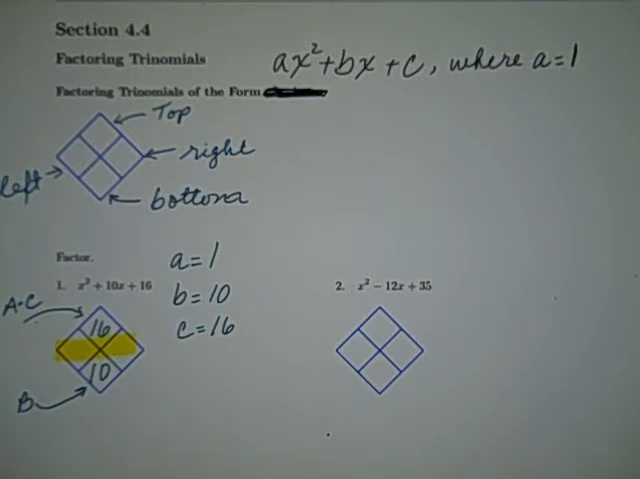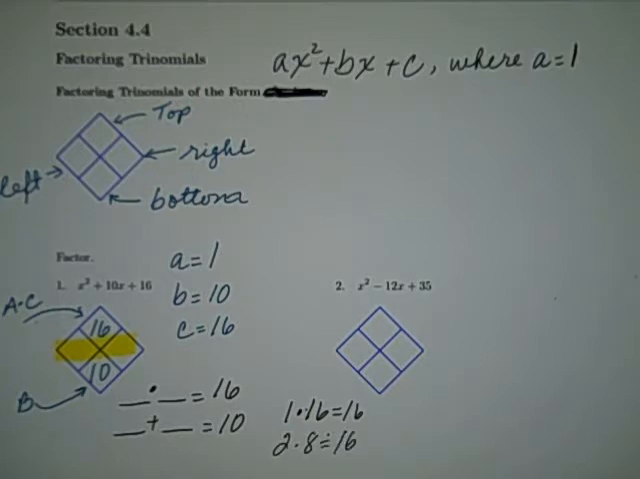To get the left and the right, we have to find two numbers whose product is 16, which is your AC, and whose sum is B, which is 10. Let's take the multiples of 16. 1 times 16 is 16, but the sum is not 10. Let's move to the next one. 2 times 8 is 16, and the sum of 2 and 8 is 10. We have found our factors.